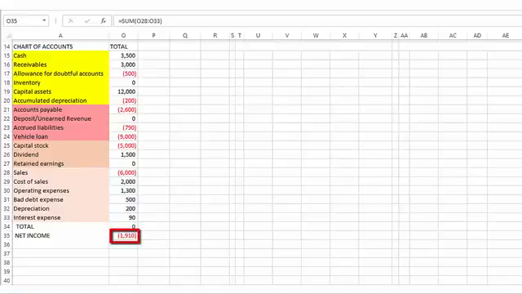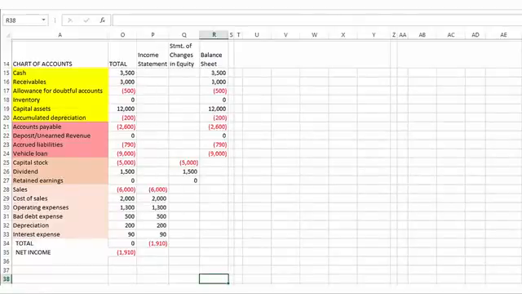Pop quiz. Did the company make money or lose money during the month of May? Yes, that's right. A credit balance is increasing equity, which means the company made money. We're still in debit and credit land on this side of the spreadsheet.